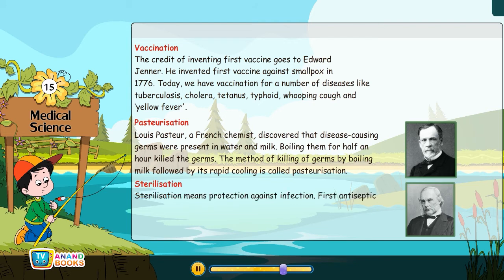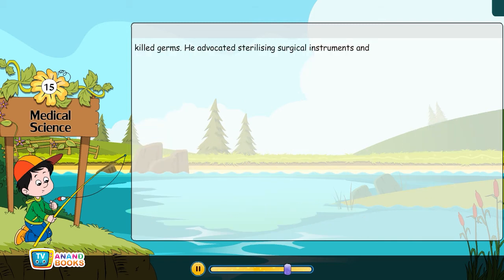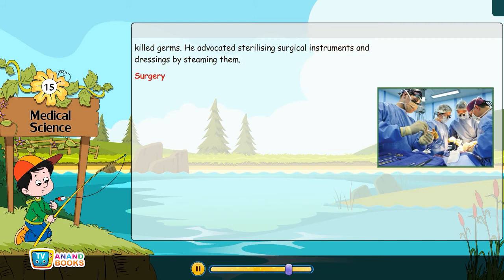Sterilization. Sterilization means protection against infection. First antiseptic was discovered by Joseph Lister, an English surgeon. He used carbolic acid for dressing wounds to control and reduce infection. Robert Koch, a German scientist, found that exposure to steam killed germs. He advocated sterilizing surgical instruments and dressings by steaming them.